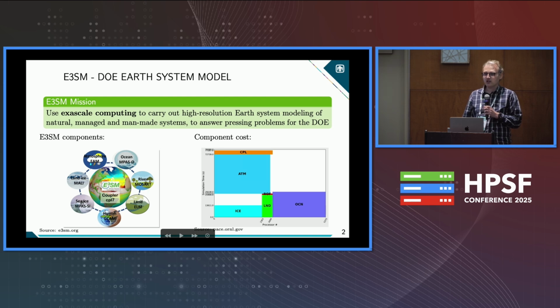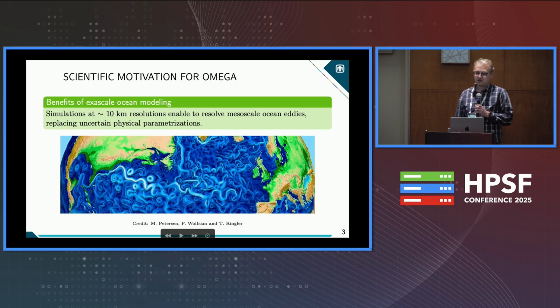Since the atmosphere is already able to take advantage of exascale resources, now it's a priority for the project to do the same for the ocean. Doing so will enable high-resolution simulations of the ocean, and the main scientific benefit is that it enables us to resolve mesoscale ocean eddies, which requires resolutions of about 10 kilometers or below, and this removes some major source of uncertainty in the model. And this is just a pretty visualization of ocean eddies.